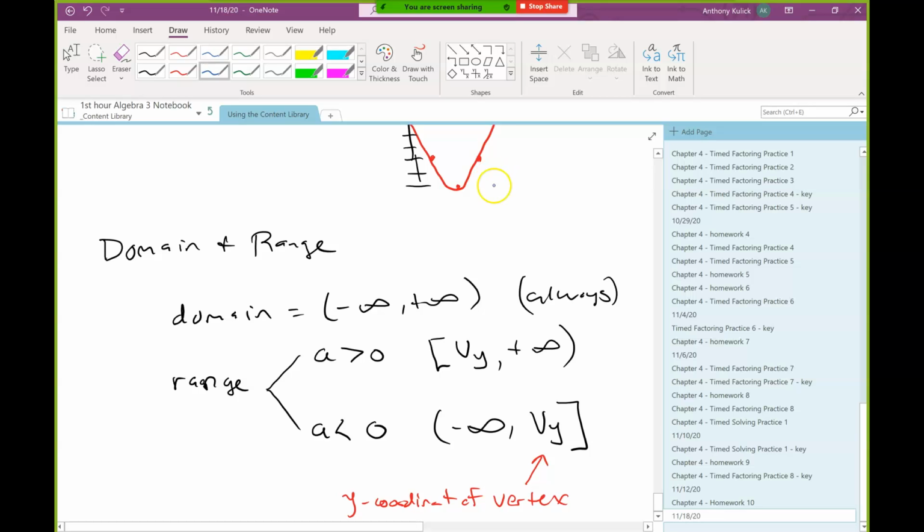So in our picture that we just drew, the domain was negative infinity to infinity. And the range, because our A is positive, is going to go from the y-coordinate in our vertex, which is negative 7, to positive infinity. Make that a little bit more brackety looking. And that basically wraps things up.